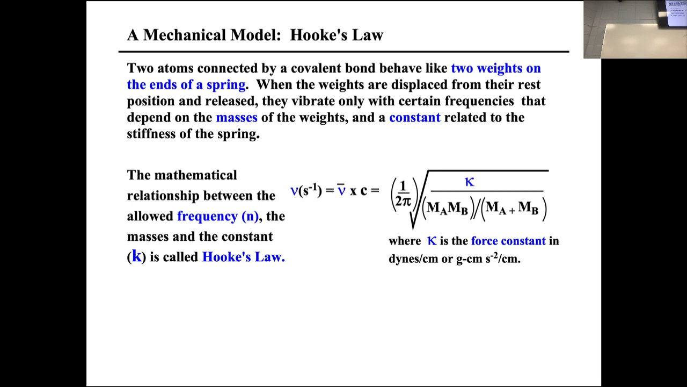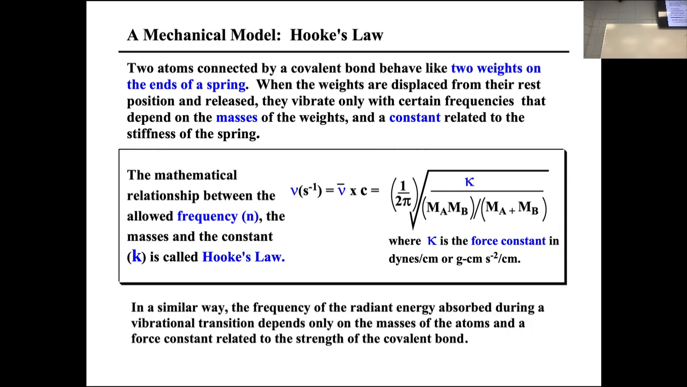So that's what you need to know. Double bonds are stiffer than single bonds. Triple bonds are stiffer than double bonds, and so on and so forth, okay? What two atoms are connected together determines the stiffness of the spring, okay? So the model here is that your bonds can be thought of as springs. They are not springs, you all know that, but they behave like springs, okay? So your molecules will actually vibrate, okay? And they can absorb energy in the infrared region, okay?